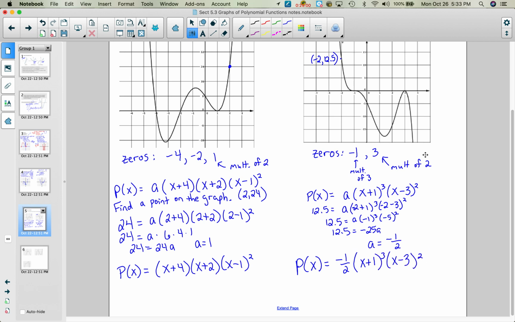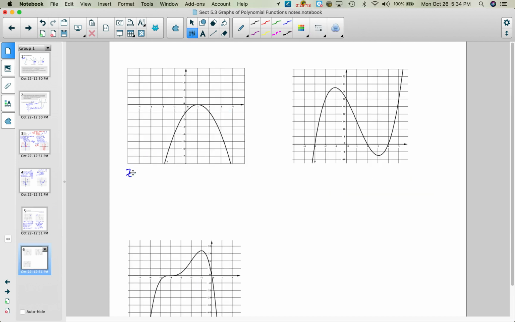Now I want to check out the end behavior. Notice that this time the left end is up and the right end is down, and that's confirmed with our leading coefficient being a negative. That makes sense. Okay, on the next one, I only have 1 zero, so that's at 1 with a multiplicity of 2. So we get p of x equals a times x minus 1 quantity squared. Well, that looks kind of familiar.